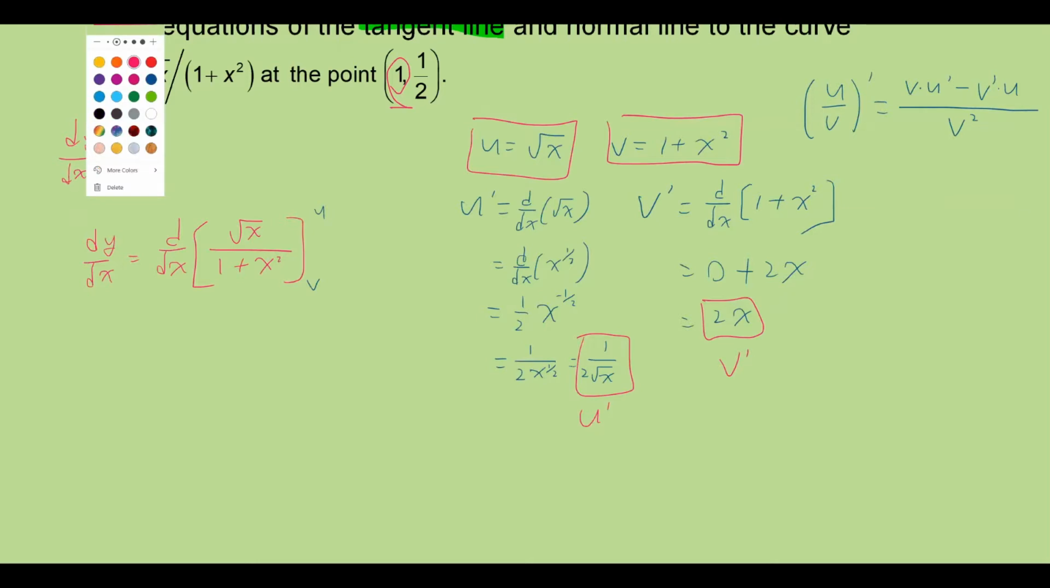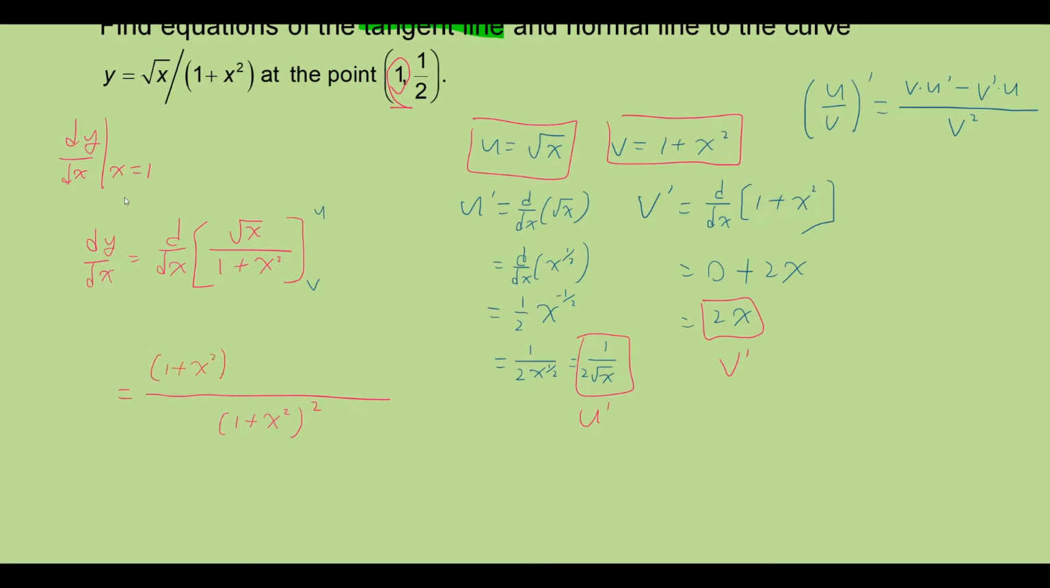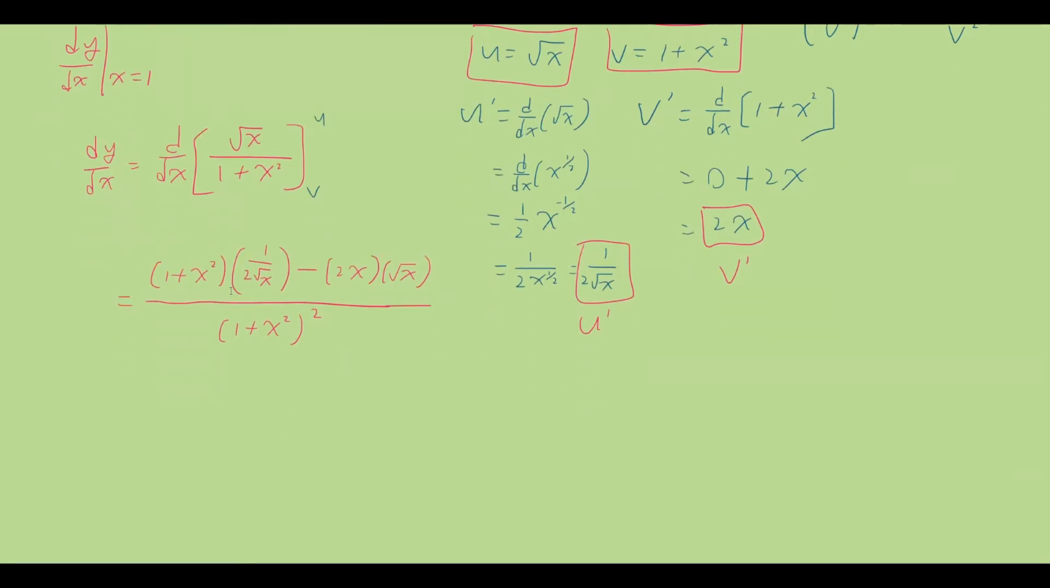All right, so let's go ahead and do that. Applying the quotient rule, in the denominator we have v squared, so that's (1 plus x squared) quantity squared. In the numerator we have v times u prime. So v is 1 plus x squared, times u prime, that's 1 over 2 times radical x, minus v prime, that's 2x, times u, which is square root of x. Okay, so that's our derivative.